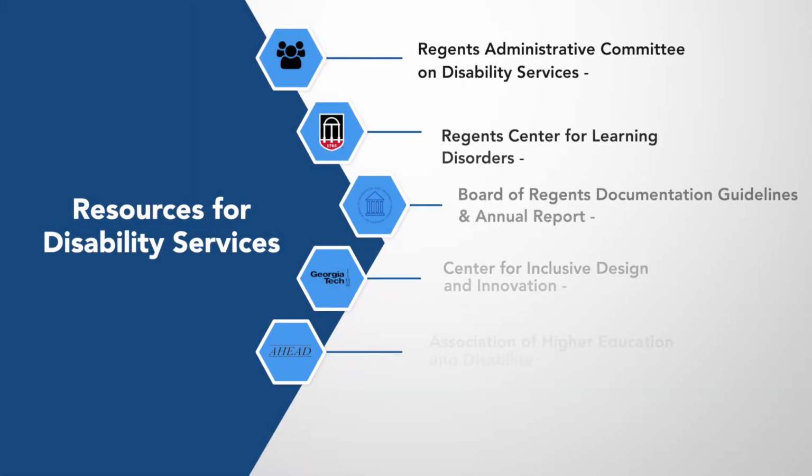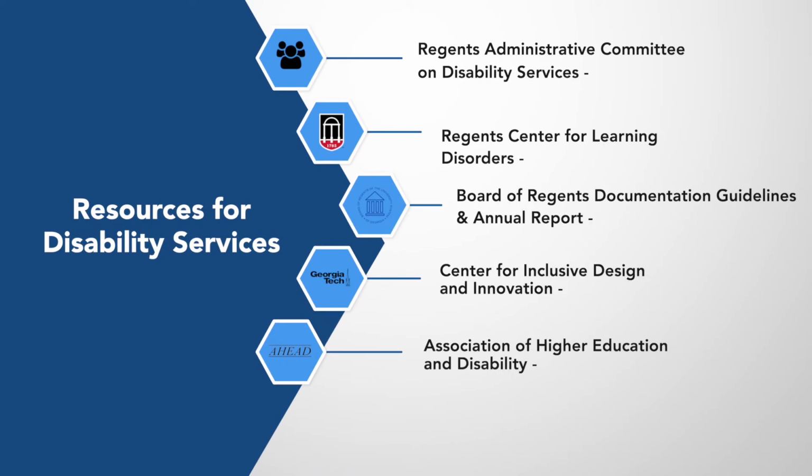Let's take a closer look at the resources within the USG. They are the Regents Administrative Committee on Disability Services, RACDS, Regents Center for Learning Disorders, RCLD, the Board of Regents Annual Report, Center for Inclusive Design and Innovation, CIDI, and Association on Higher Education and Disability, AHED, along with the Georgia chapter, Georgia AHED.